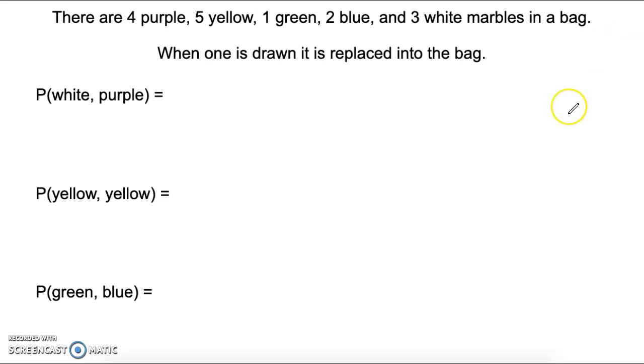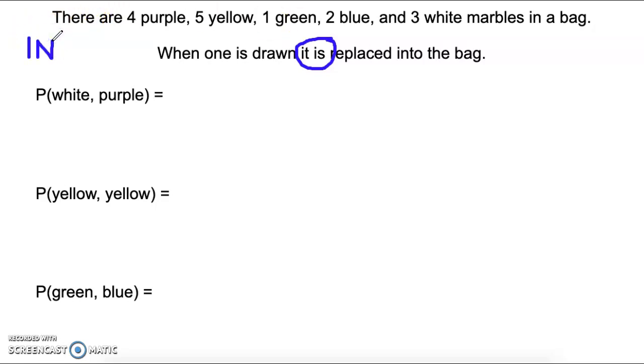So there are 4 purple, 5 yellow, 1 green, 2 blue, and 3 white marbles in a bag. When one is drawn, it is replaced into the bag. The fact that it is replaced means that this is an independent event. That's because we are going to draw one marble, look at it to see what color it is, and then it's going back in the bag, which means that that second event is not affected by what happened in the first. There will still be the same total number of marbles in the bag. There will be the same makeup of different colors. Nothing changes when we go to draw the second marble. So that makes these an independent event.